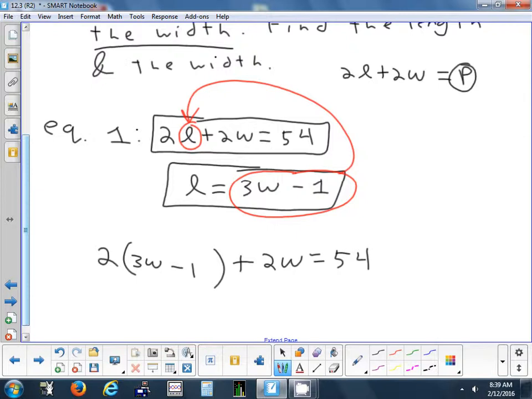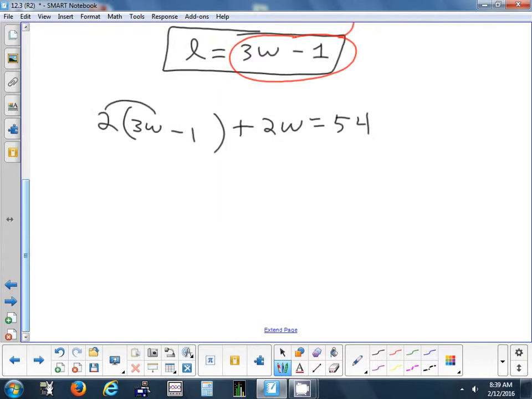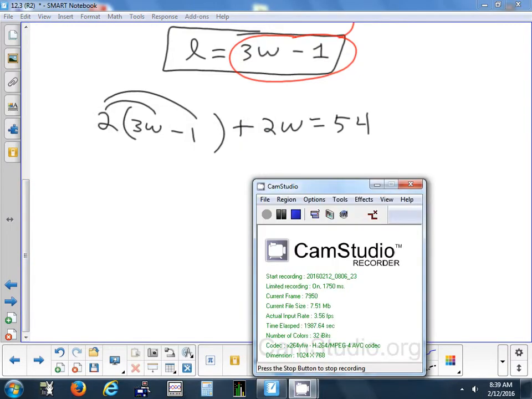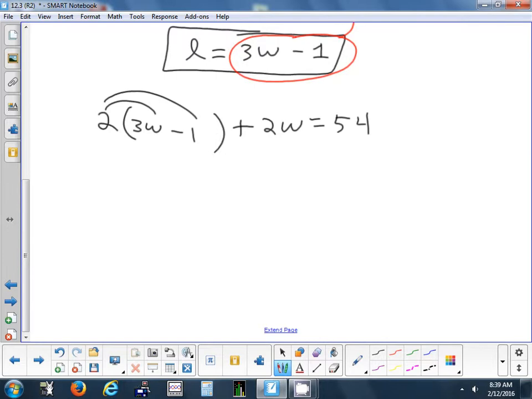Now you've got an equation with all W's. So when we're done, we're going to know the width. And then we'll find the length. Okay. Somebody distribute that and tell me what you get. So anybody figure out what you get when you distribute that? Logan? You get 6W minus 2. Okay, don't forget about the 2W, that's still there. Okay, don't forget about the 54, that's also still there.